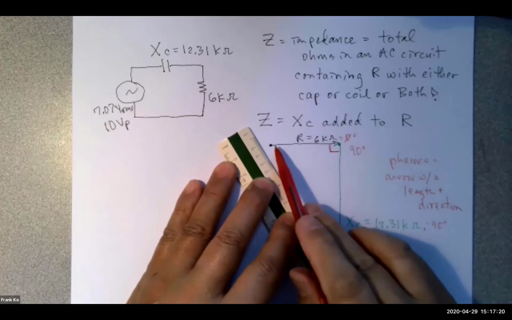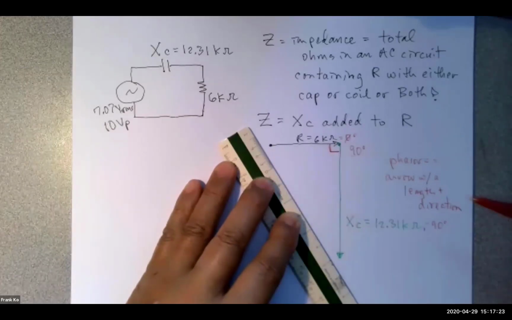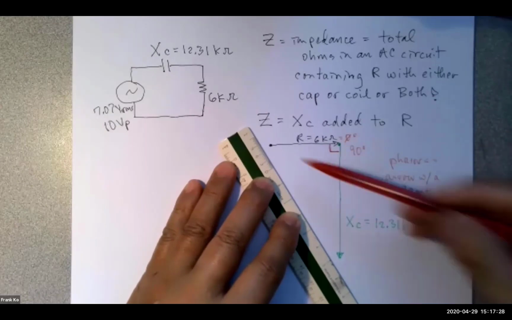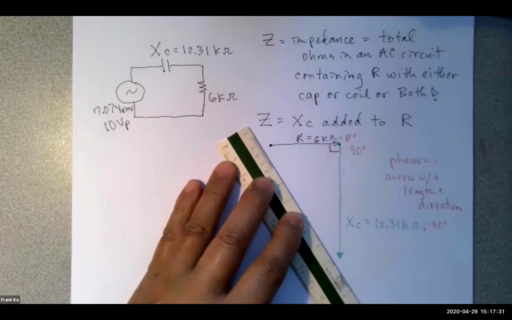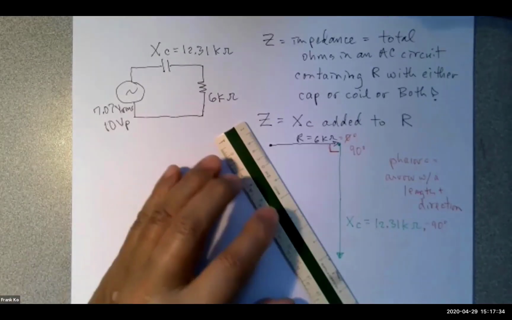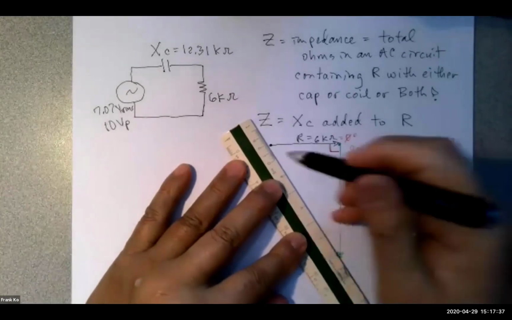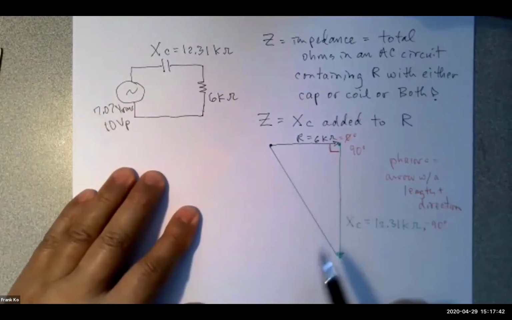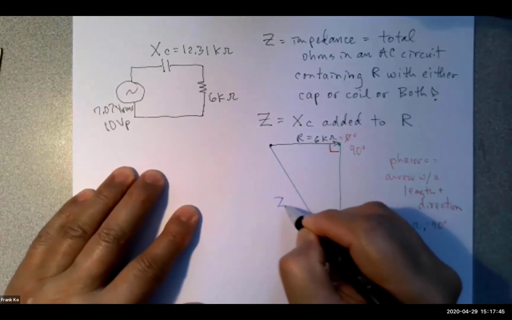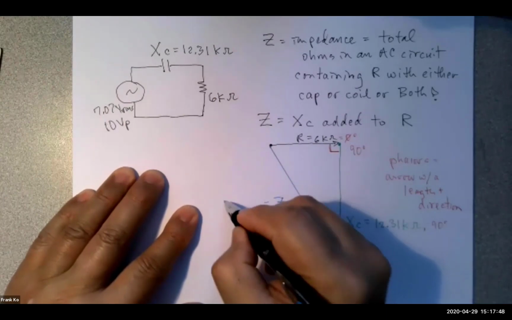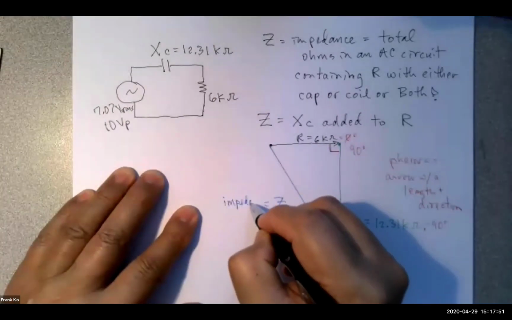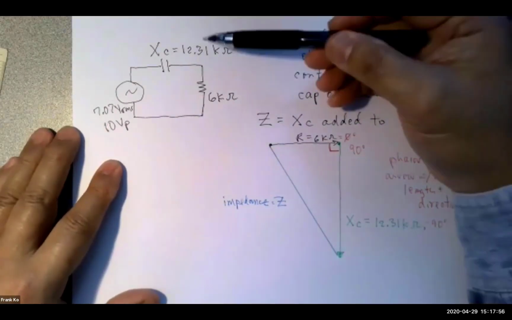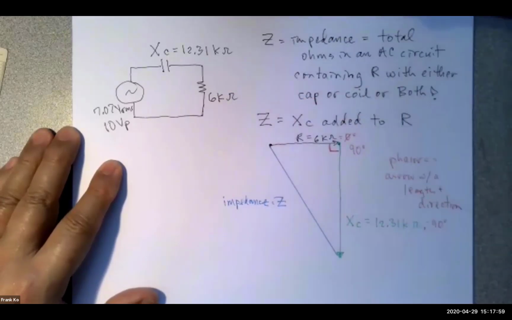The R phasor has a direction that's pointing to the right. It has some length. The X sub C phasor has a direction that's pointing down, and it has a length. I'm trying to draw these proportionally to each other. And if I connect my beginning point to my end point right here, well, my result of adding these two together is now something called Z. Z is impedance. So I don't add 12.31 plus the 6, giving me 18.31K.